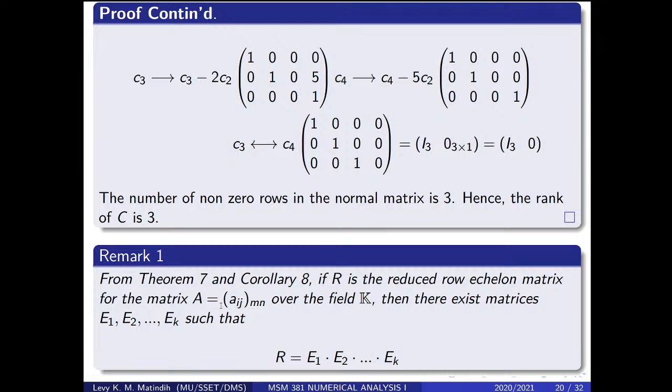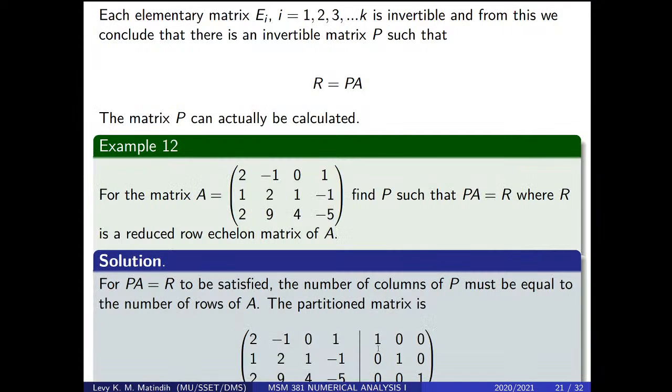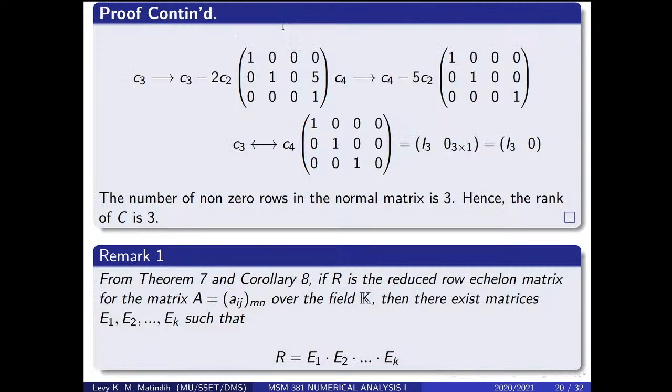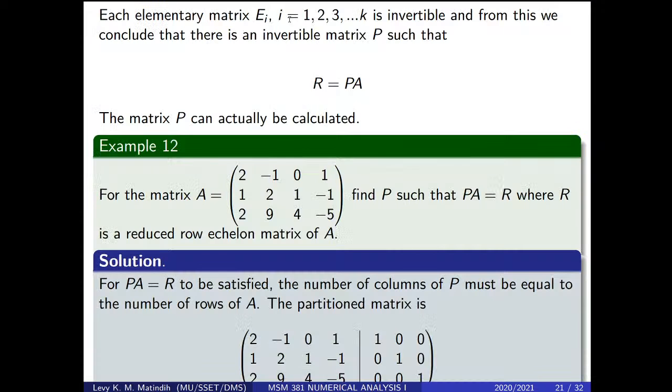If this R is the reduced row echelon matrix of matrix A, then we can find elementary matrices E1 up to EK such that R is the product of these elementary matrices. That's what those corollaries are saying. Now, each of these elementary matrices is invertible. If we go to theorem number 7, it says all these elementary matrices are invertible.